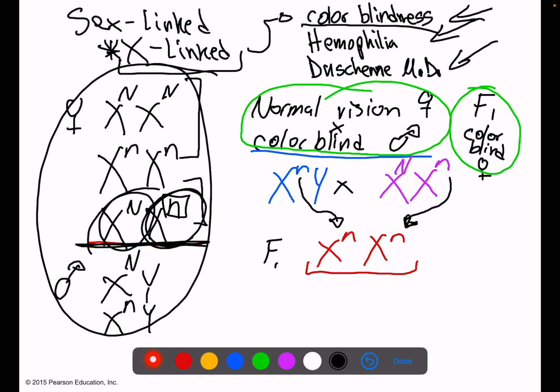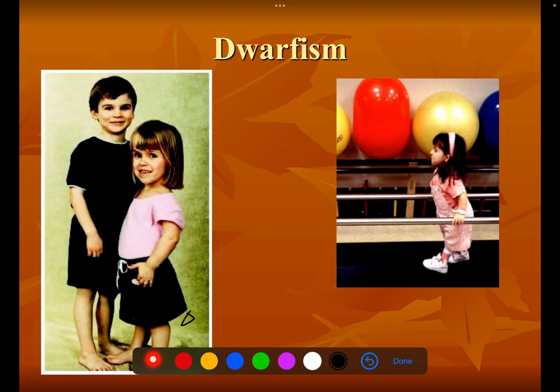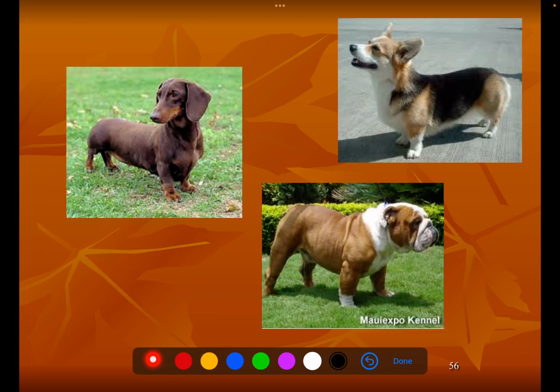But males can't hide it. They either have it or they don't. All right, these are images of dwarfism. Dwarfism is a dominant condition, not found on sex chromosomes or anything, but it's leading us to a discussion on recessive versus dominant disorders. Why is it that dominant disorders are rare, and why is it that recessive disorders are way more common? Here's dwarfism here as well.